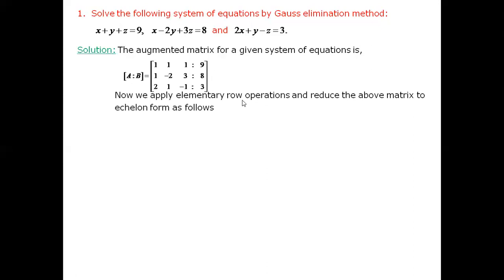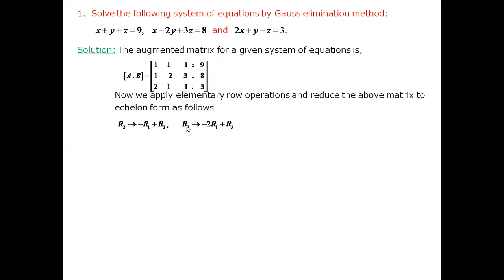Now we apply elementary row operations and reduce the above matrix to echelon form as follows. I will use this operation: R2 becomes minus R1 plus R2, or I can say R2 minus R1. If I subtract these two, 1 minus 1 becomes 0. So this element becomes 0, and I can replace that in the second row, first element. Let us apply the same operation for all other elements. This is the operation I can use to make this element 0, because these two are the same, just subtraction.